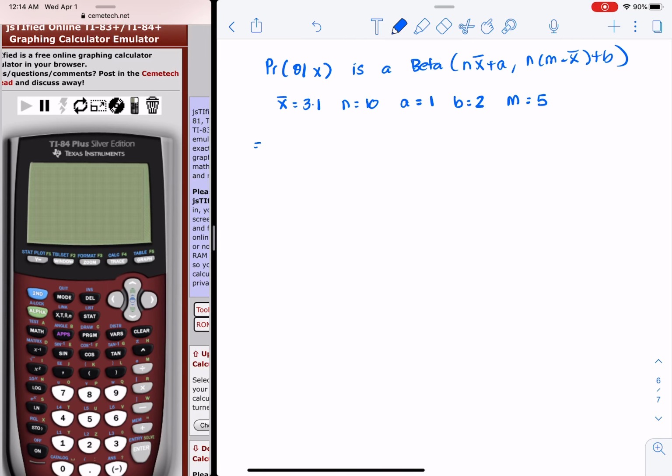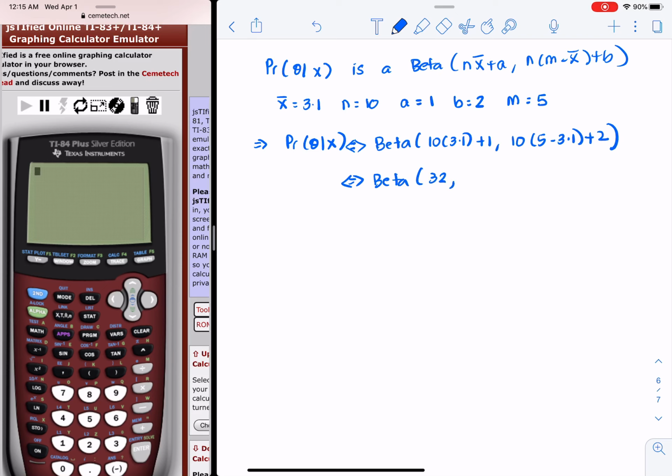So that would mean the posterior of theta is simply beta 10 times 3.1 plus 1, 10 times 5 minus 3.1 plus 2. So that would indicate beta is 32, 21.